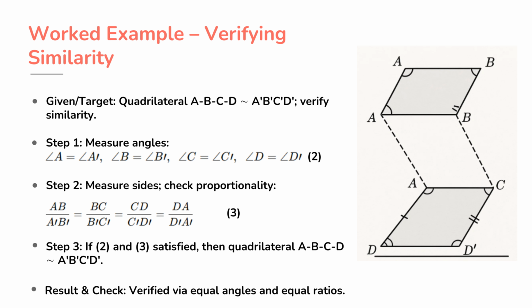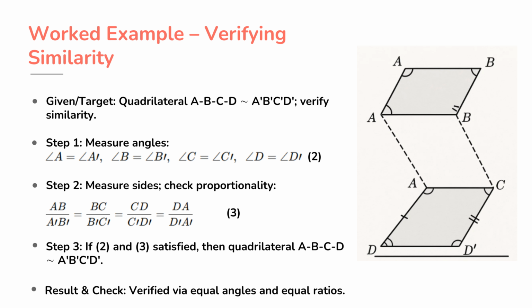Step 2. Measure sides and check proportionality. Now we compare corresponding sides. Side A'B' divided by AB equals side B'C' divided by BC equals side C'D' divided by CD equals side D'A' divided by DA. This equal ratio shows proportionality of sides.